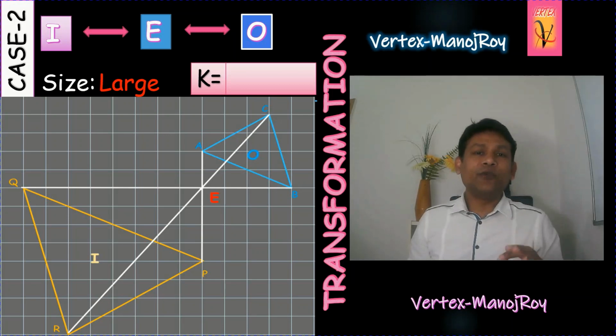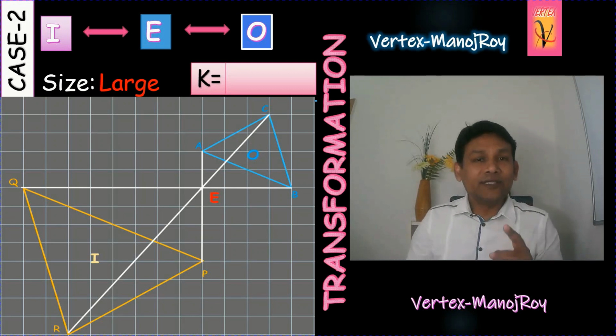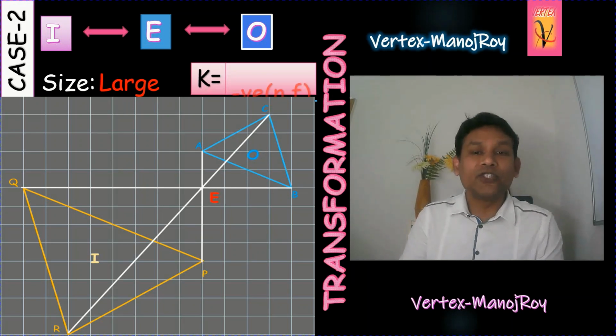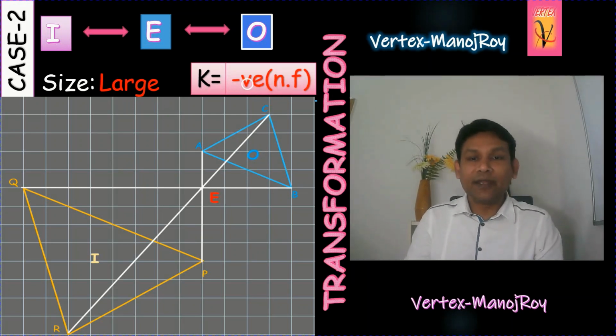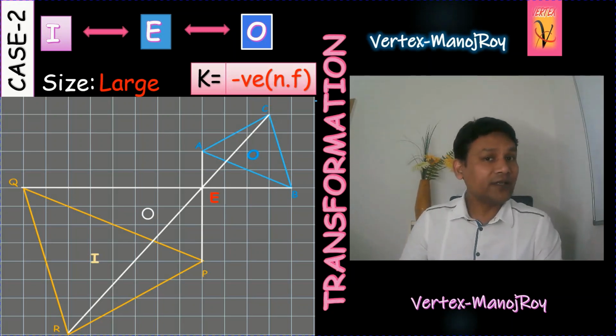Yes. Whenever the center is in between object and image, k is always negative. Please remember, k is negative, and if the image is large, it will not be a fraction. So k is negative and not a fraction. Now, we understood that in case 2, when the center is in between object and image, the scale factor is negative and not a fraction. Can you find the scale factor here?